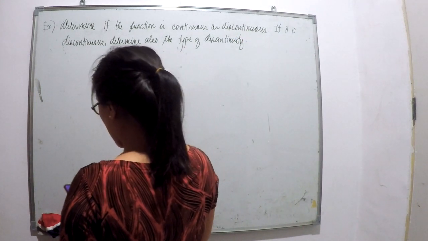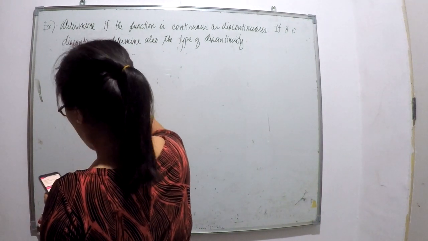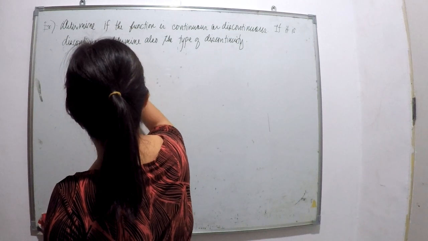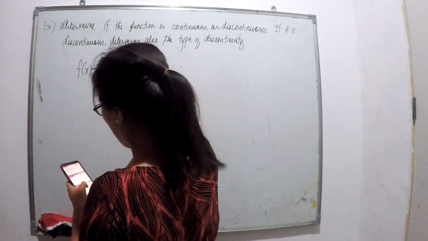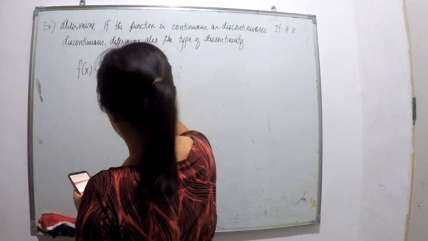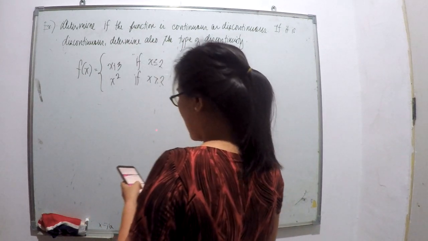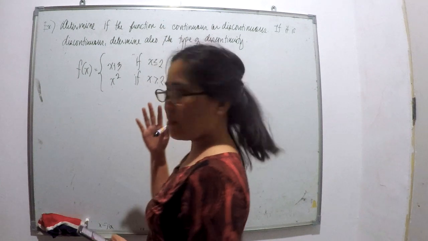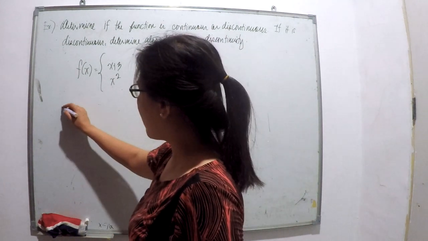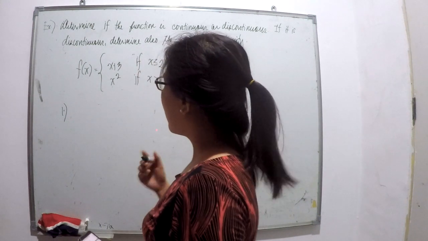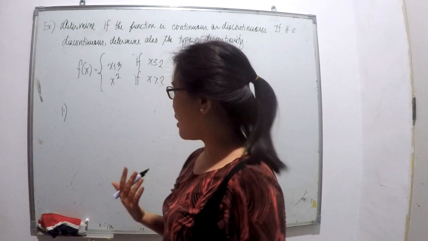So if the given function is f of x is equal to x plus 3 if x is less than or equal to 2, and x squared if x is greater than 2. Is the function discontinuous or not? We have to use the 3 conditions. We have to satisfy the 3 conditions, or we are going to use the continuity test.